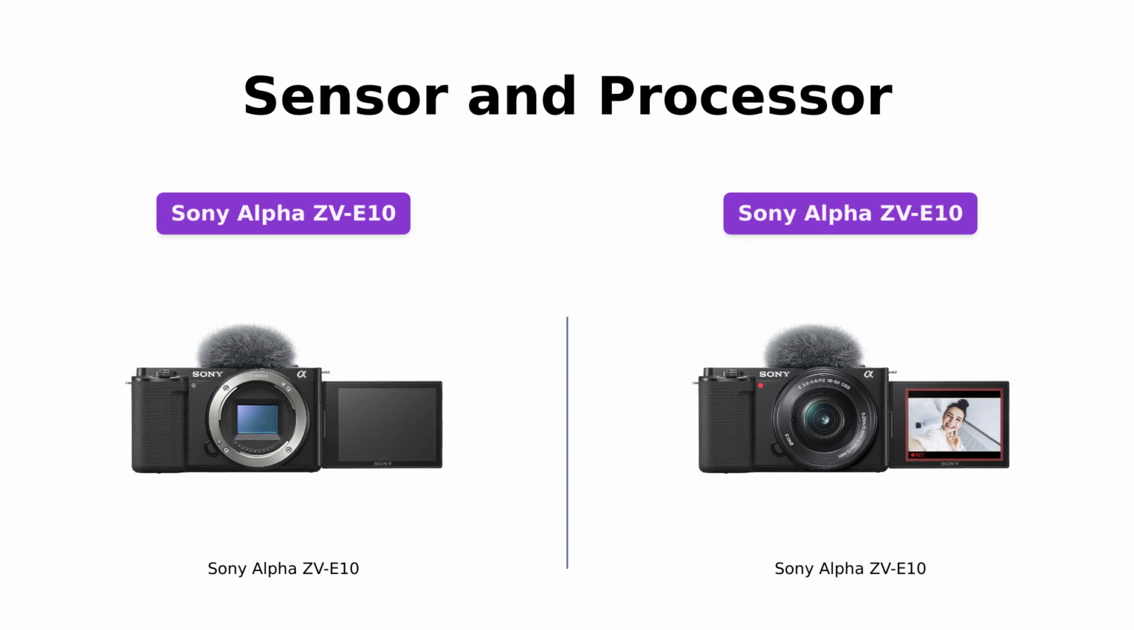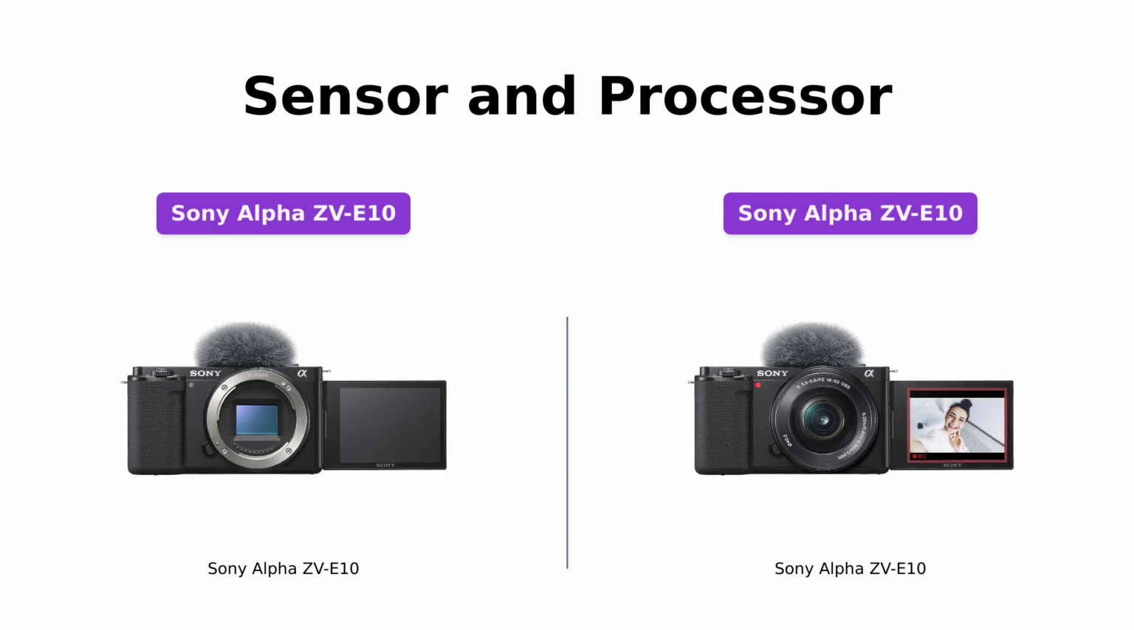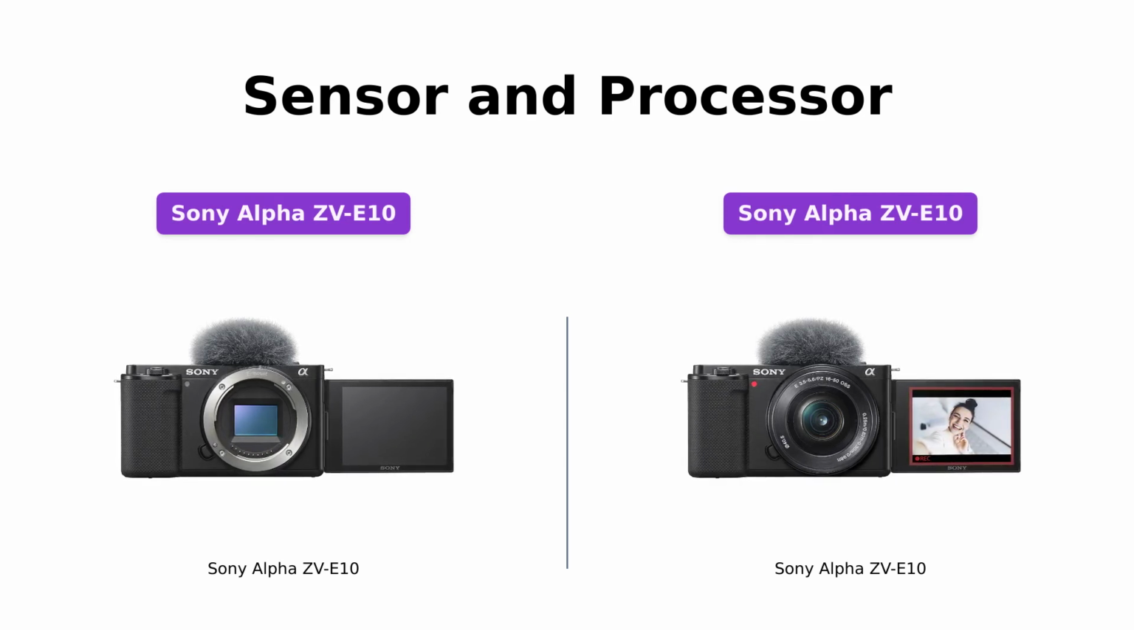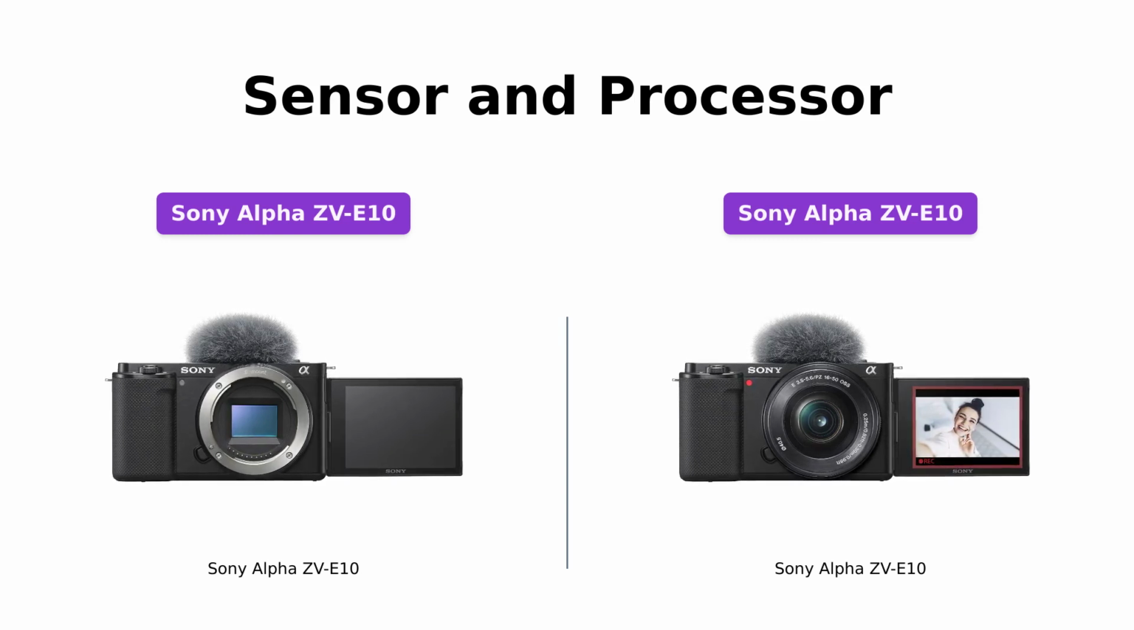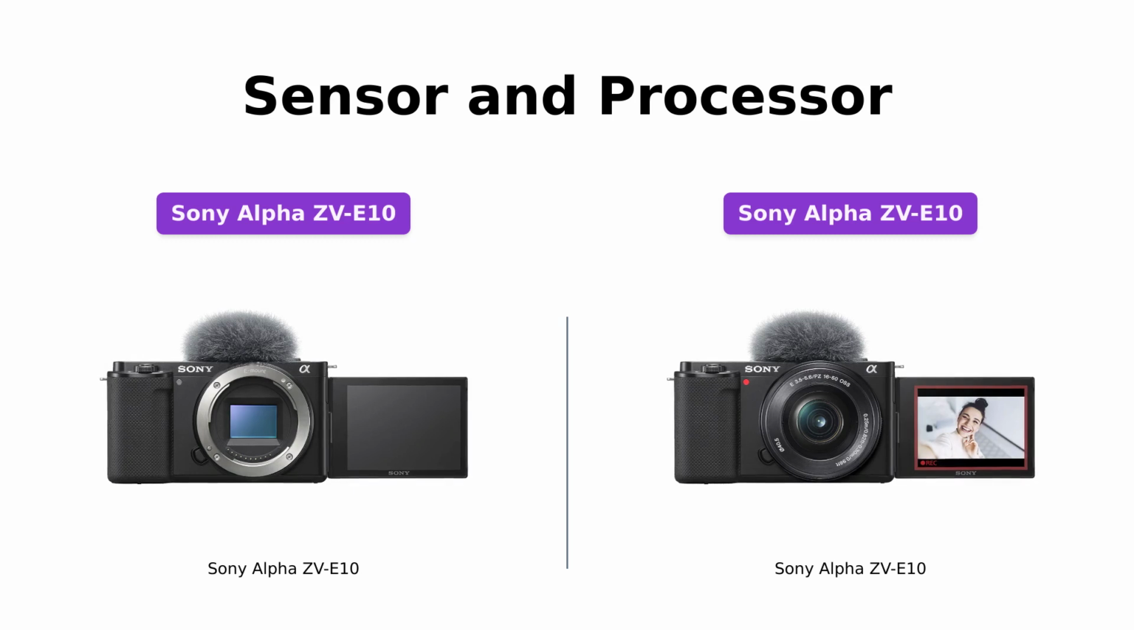When it comes to the sensor and processor, both cameras feature a large 24.2 MP APS-C Exmor CMOS sensor paired with a fast Bionz X processor. This combination ensures stunning image quality, excellent low light performance, and fast processing speeds for capturing those special moments.